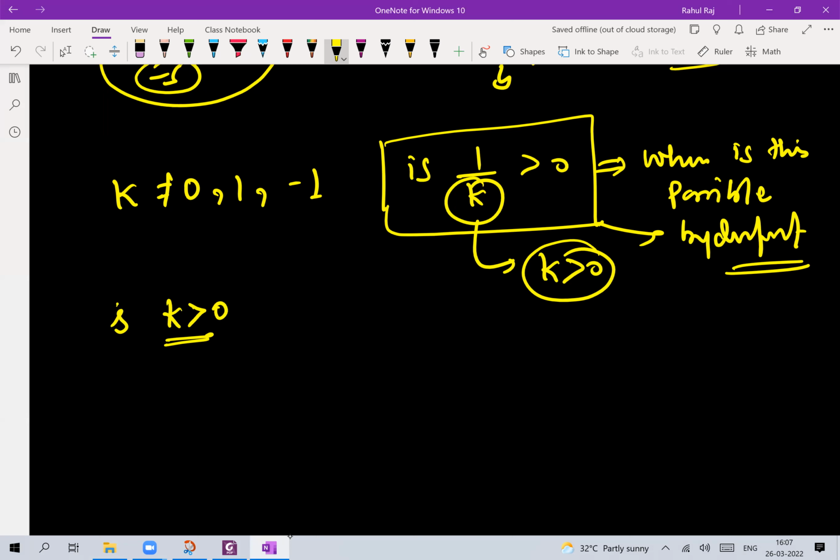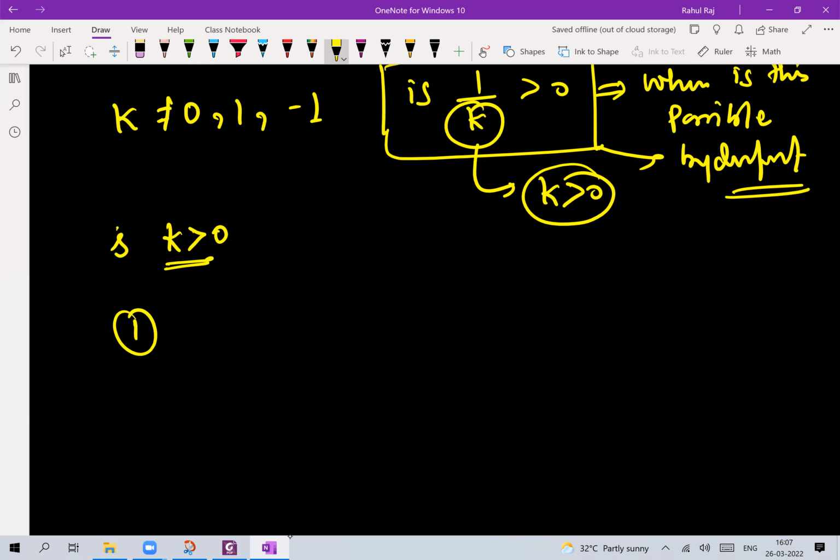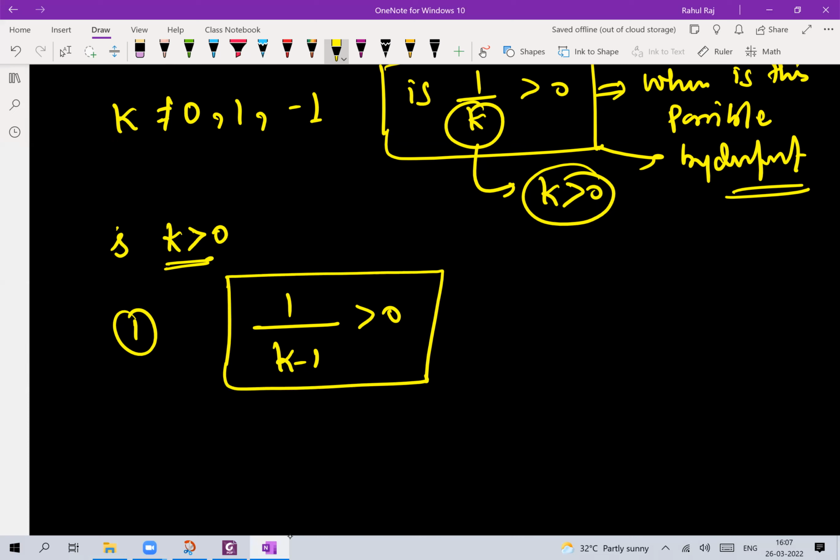Agreed? Now statement number 1 says 1 over k minus 1 is greater than 0. What I have told you: statements are something which cannot be debated at all. It's not debatable. It's absolute. It should be followed. So statement 1 says that 1 over k minus 1 is greater than 0. What we are trying to do is find out the condition in which 1 over k minus 1 is greater than 0.